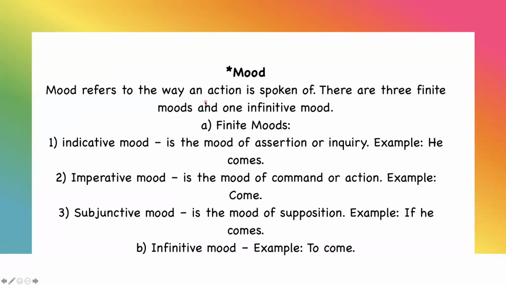Mood refers to the way an action is spoken of. There are 3 finite moods and 1 infinitive mood. Finite moods: indicative mood, the mood of assertion or inquiry, he comes. Imperative mood is the mood of command or action, come. Subjunctive mood is the mood of supposition, so it follows the word if: if he comes. Infinitive mood example is to come.